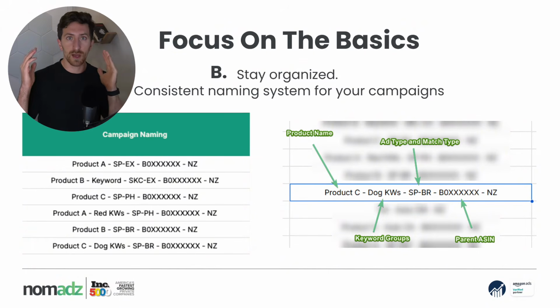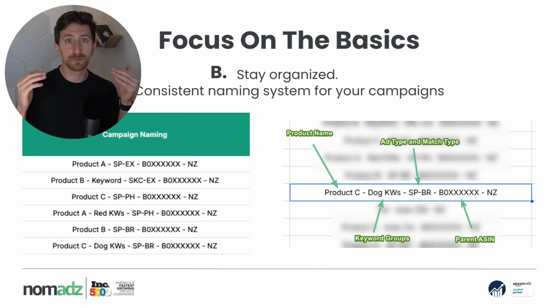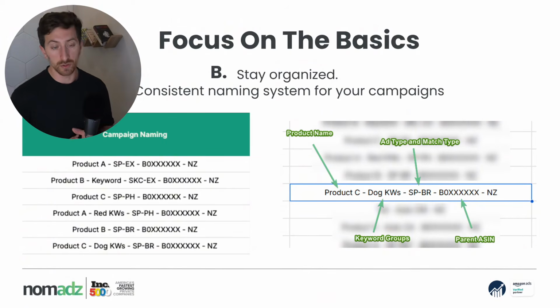So for example, let's say we are targeting dog keywords. After that we have ad type and match type. So in this case it could be Sponsored Products broad match. And after that we have the parenthesis. We always like to add the parenthesis because that allows us to quickly analyze through Scale Insights and the advertising console what is the ad spend for that parenthesis. And at the end we have NC, which stands for Nomads, but you can avoid using that.